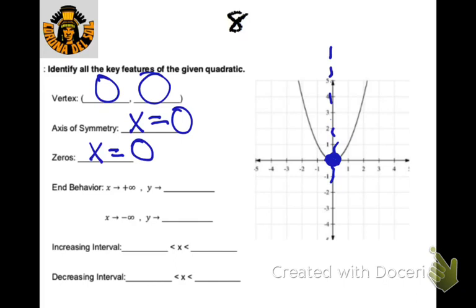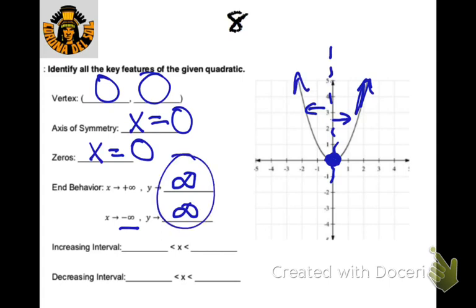The end behavior: as x approaches infinity, the y is approaching infinity as well. It's getting bigger. As we're moving this direction, the y's are getting bigger. If we're moving this way, as x approaches negative infinity, the y values are also getting bigger. So again, these are the same, okay?